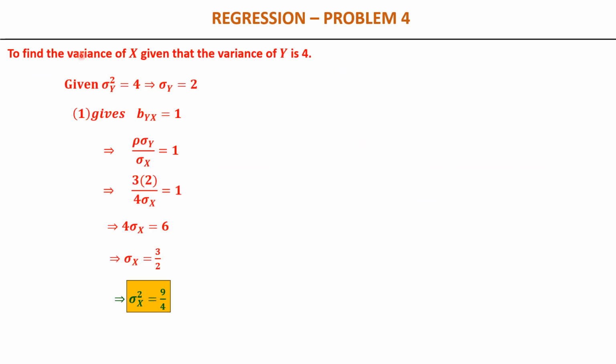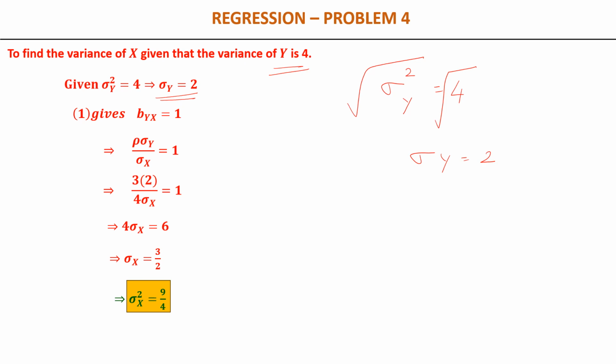Now, in the last part, we have to find the variance of x given that the variance of y is 4. As I told you, the variance is the square of the standard deviation. So I am given the variance of y, which is given to be 4. When I take the square root with a positive sign, sigma y here is equal to 2, which I have represented here.